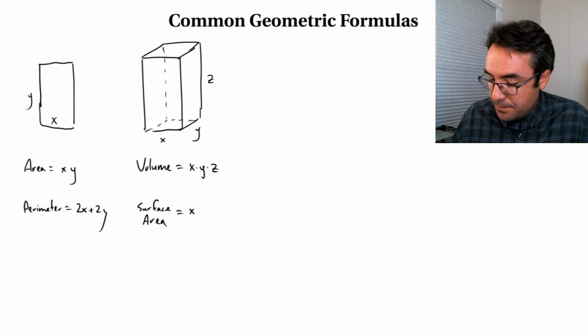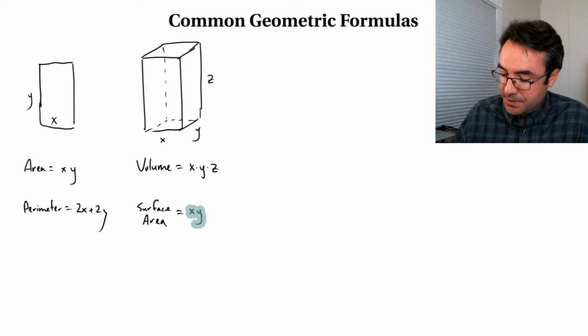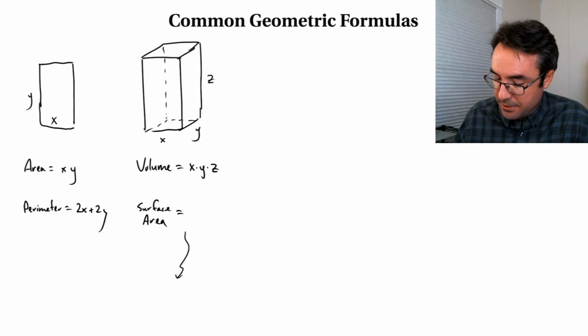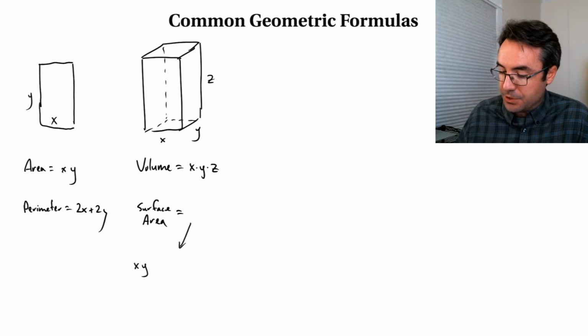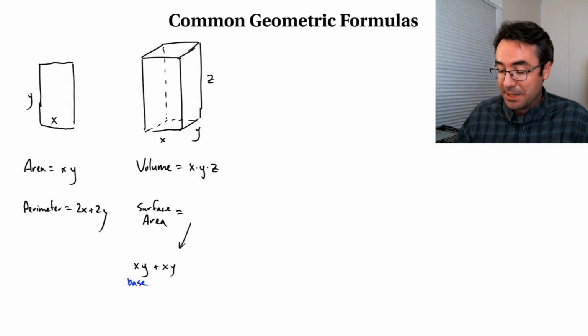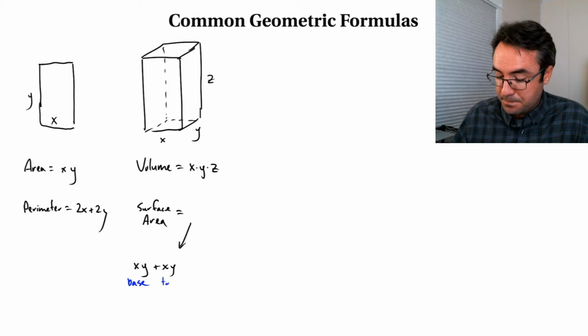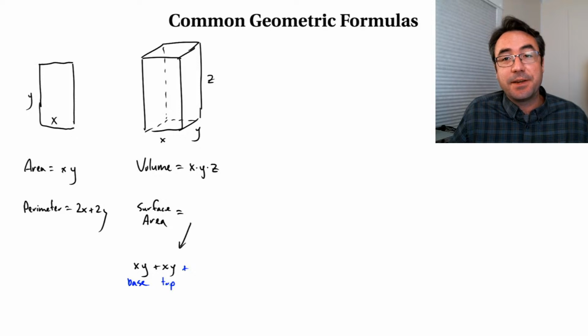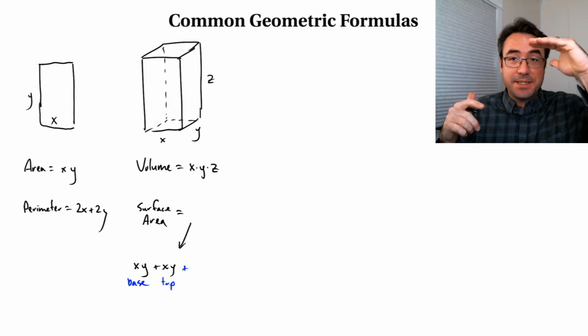And I'm going to do this down here, we might do x times y, which gives us the area of the base. We might do x times y, which gives us the area of the top of our box. And there's 6 sides for a rectangular box. So we've done the base and the top.